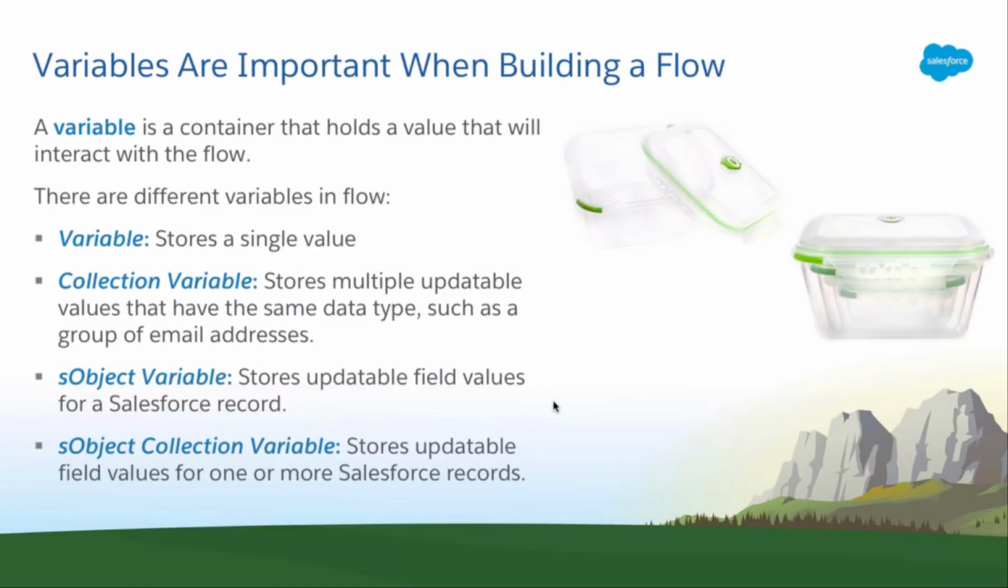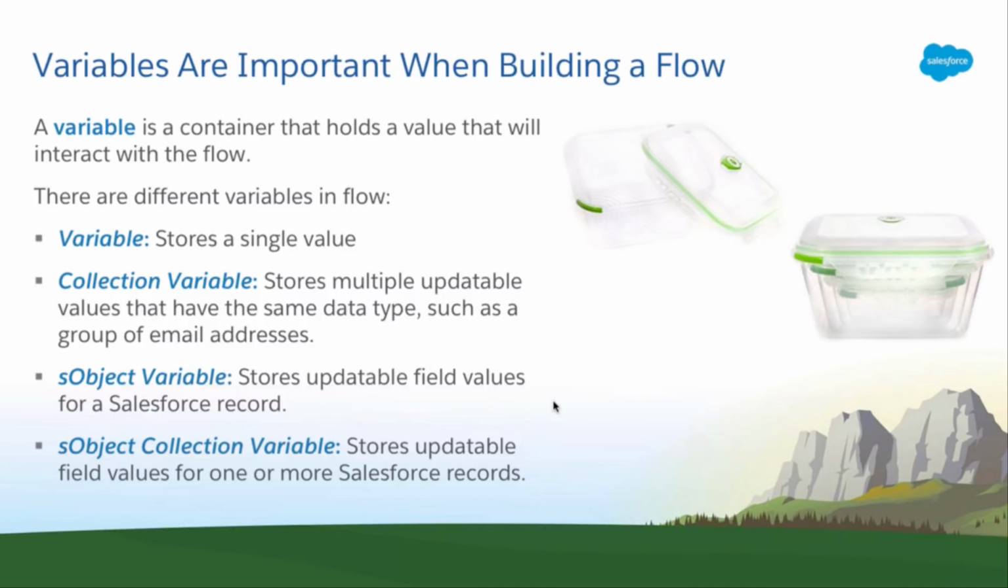All right, so variables. Mark mentioned this is an intermediate or advanced topic, but if you're out there and you're new and you don't really know what variables are, they're important to Flow. A flow has to have at least one variable. Think of it as a food container that holds a value that at some point you're going to interact with in your flow.